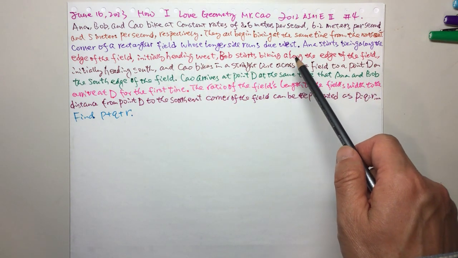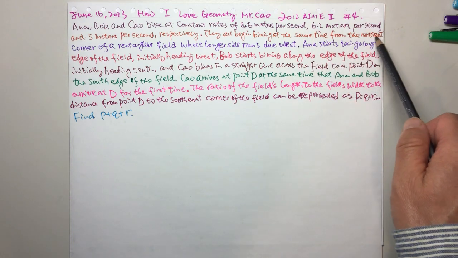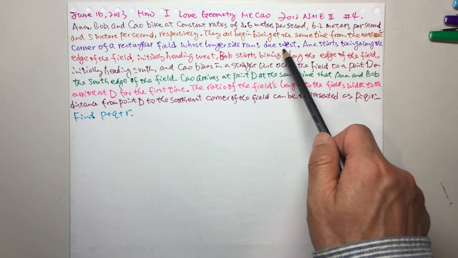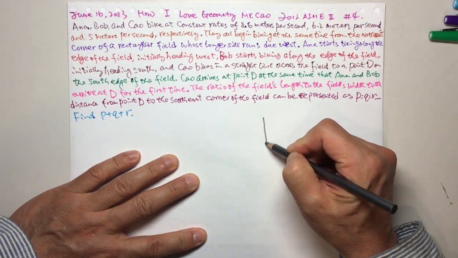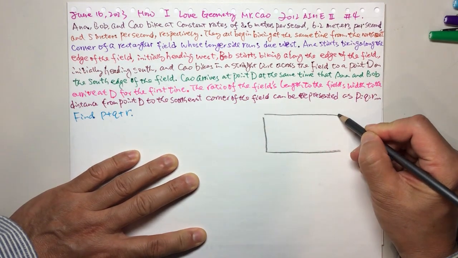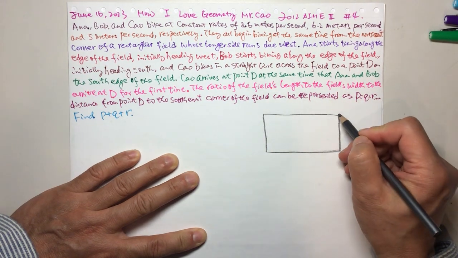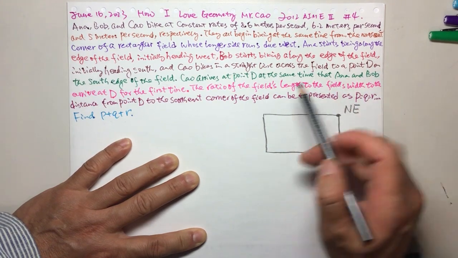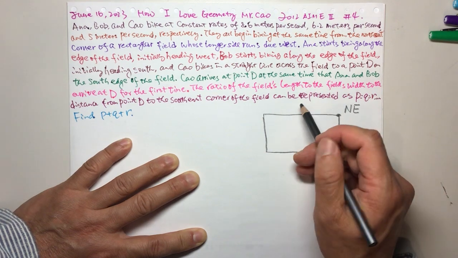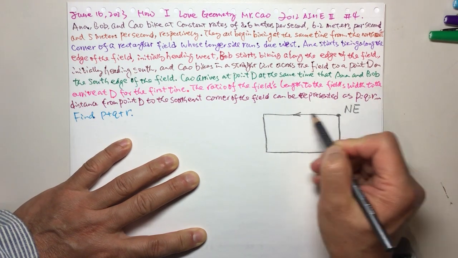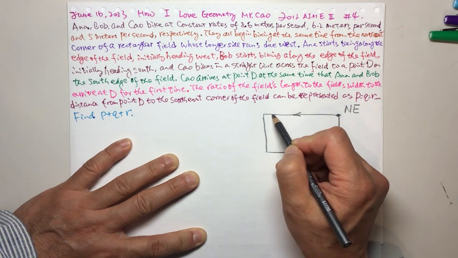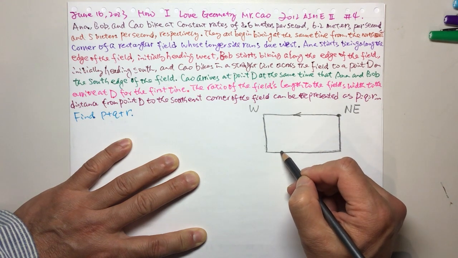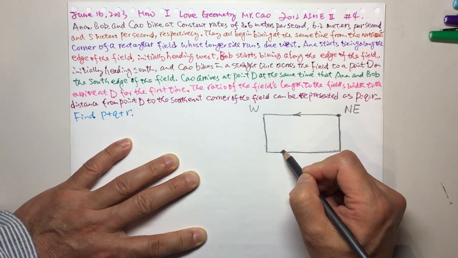They all begin biking at the same time from the northeast corner of a rectangular field whose longer side runs due west. Okay, I will draw the diagram. A, B, C, three guys, all of them start from the northeast, right? I will not read the problem again, I will just state it. A goes from this northeast corner to the west first, then to the south, and then comes here. And at this point is D.